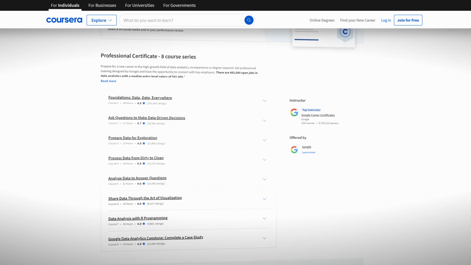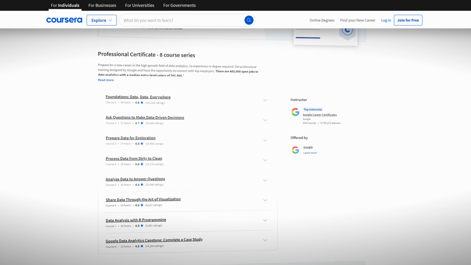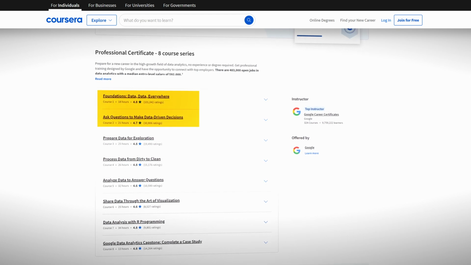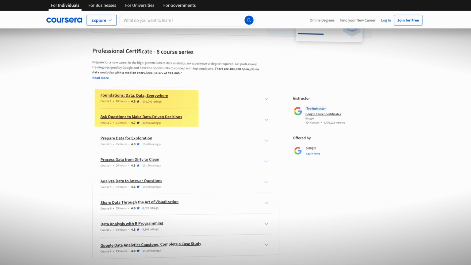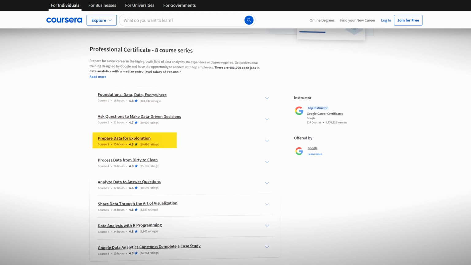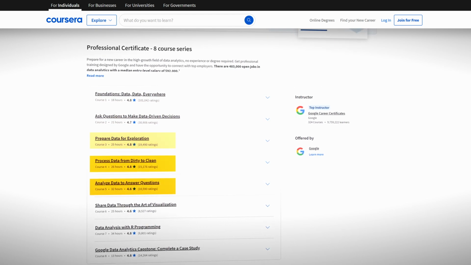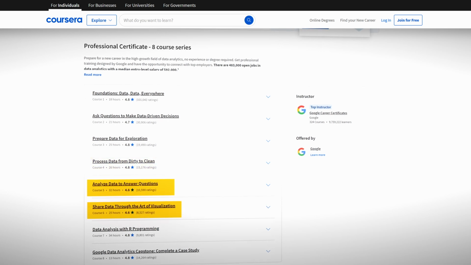If we look at the courses, you'll see that it follows the data analytics lifecycle, and in the first few courses, you'll learn the basics and how to think like a data analyst. You then move over to preparing, processing, and analyzing data, and finally, you'll learn about data visualizations as well as some R programming.